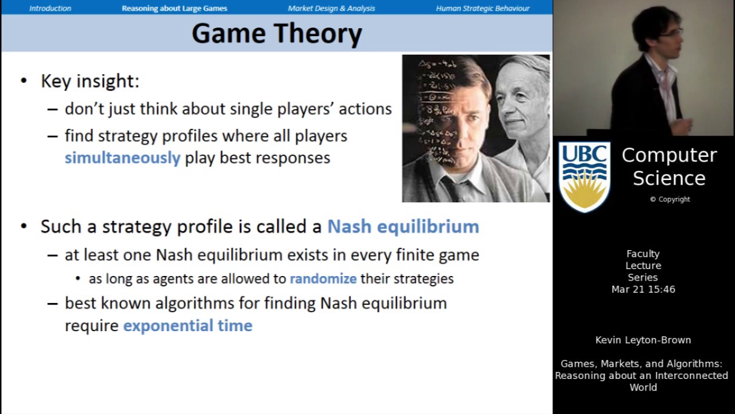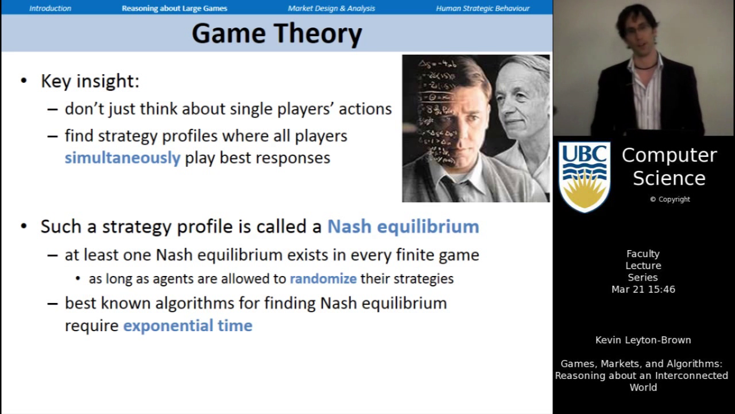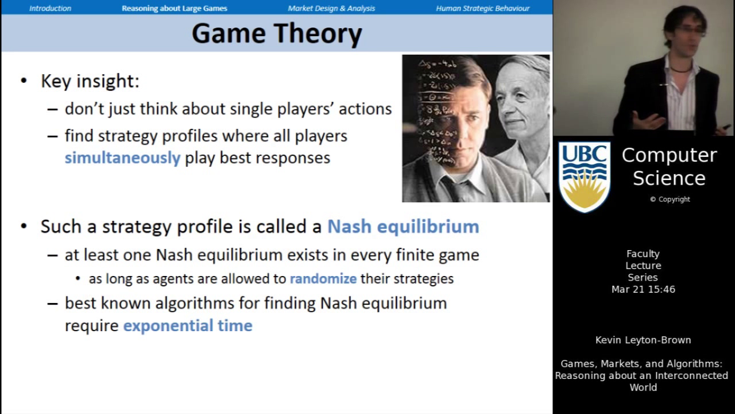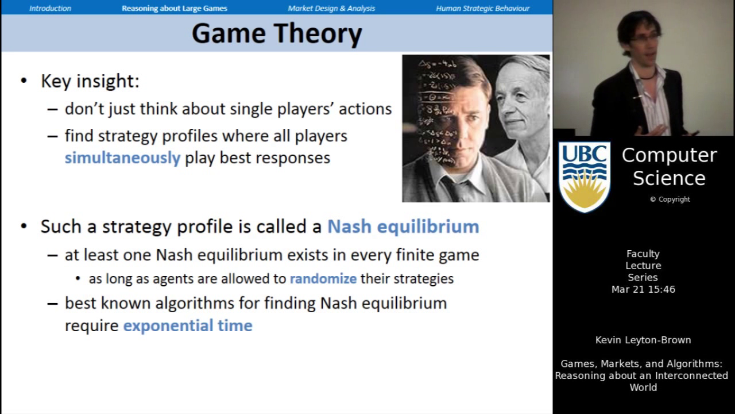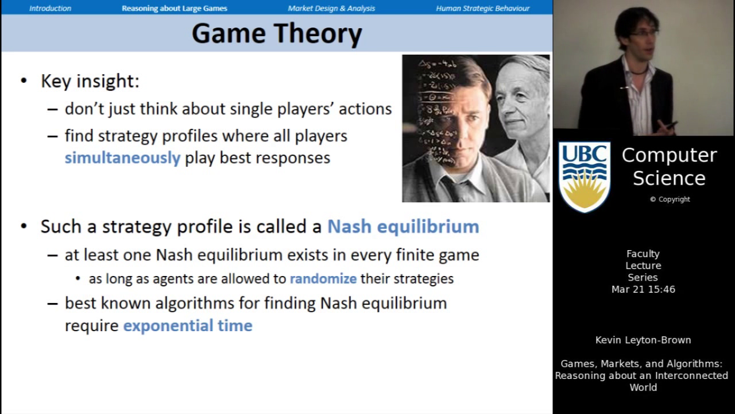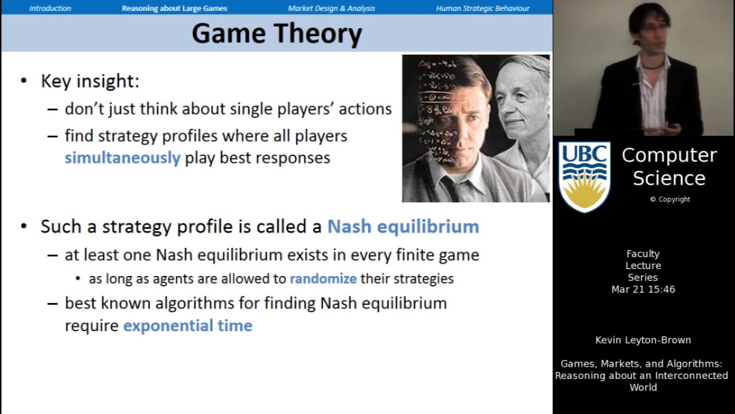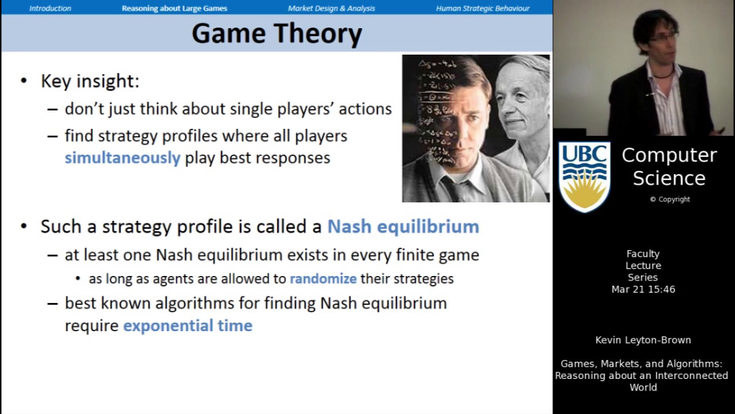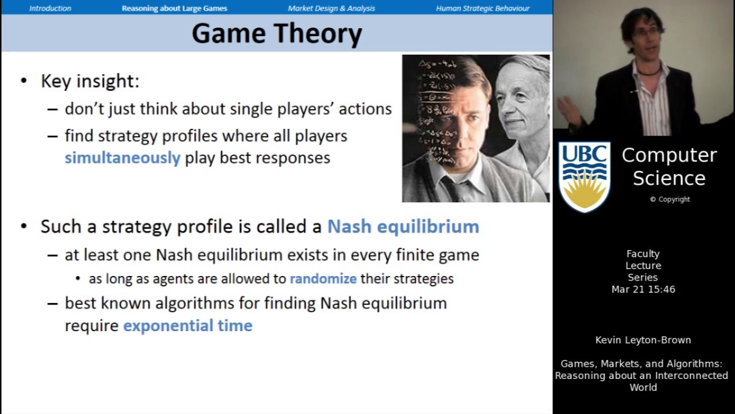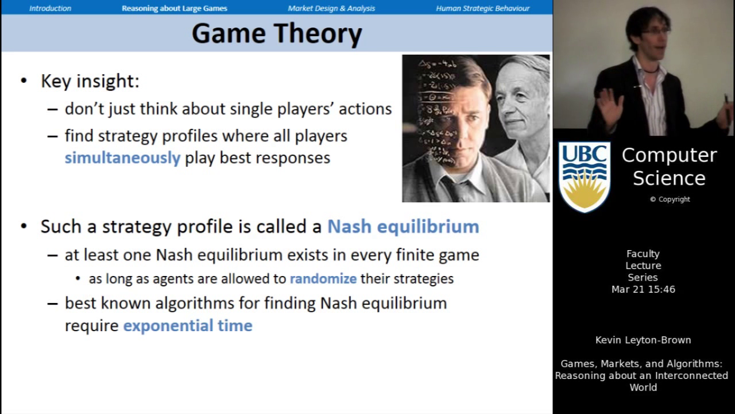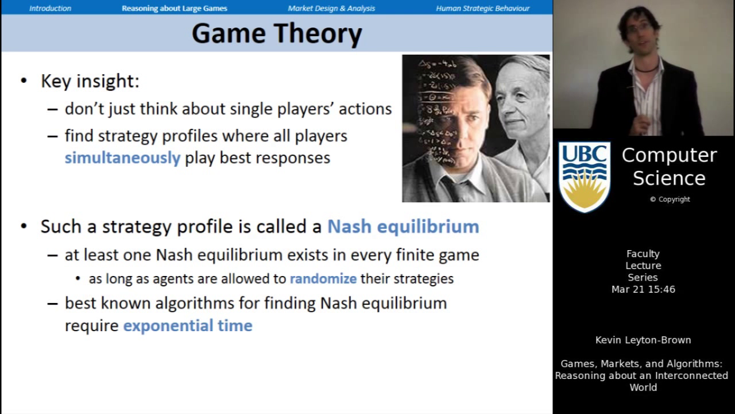And Nash's really kind of key result is that at least one Nash equilibrium exists in every game. That's kind of a deep result, because it doesn't depend on how many players there are, how many actions each player has, or what the utility numbers are. Absolutely regardless of how you write down a game, you give me a game, I'll give you back a Nash equilibrium, as long as players are allowed to randomize.